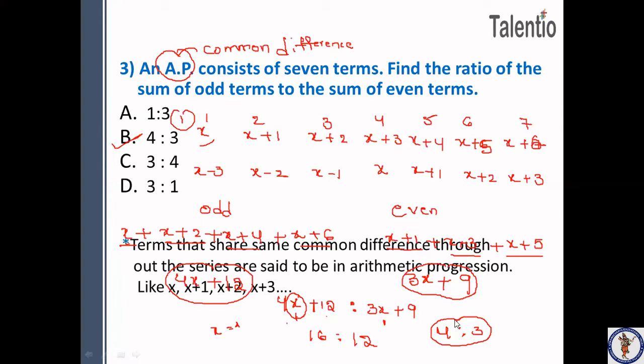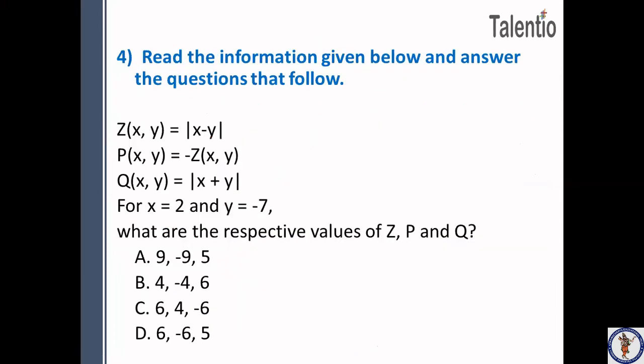So terms that share the same common difference throughout the series are said to be in arithmetic progression, like x plus 1, x plus 2, x plus 3 and so on. Okay. Try to solve the next one fast and post the answers in the chat box. Try to solve the next question.